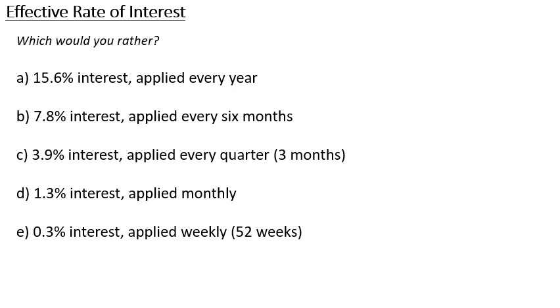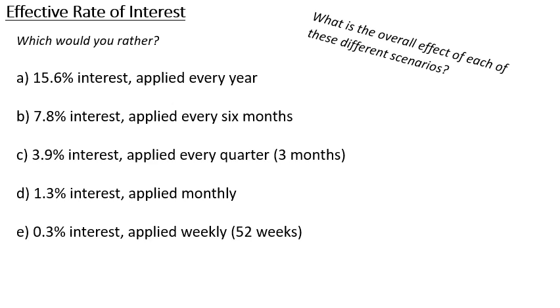Or you get a quarter of the interest, 3.9%, but it gets applied every quarter. That means a quarter of a year, so every 3 months. And again, it'll happen 4 times during the year. We can have 1.3% monthly, or about 0.3% every week, which is 52 times during the year. Now, if we look at what happens when we apply these things, think about the overall effect.